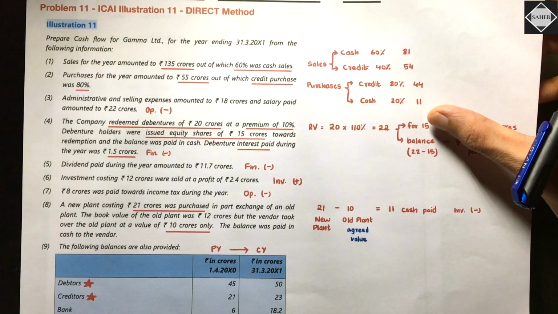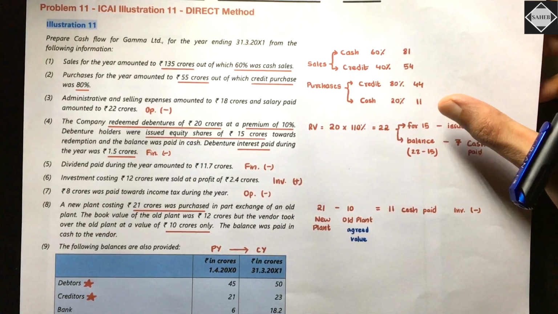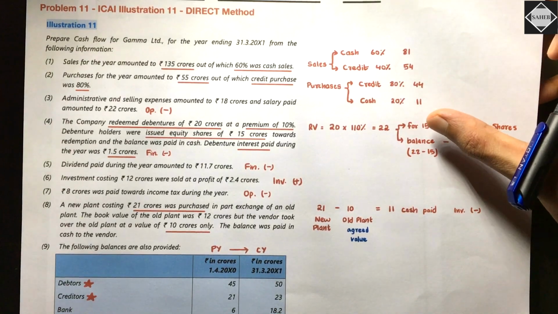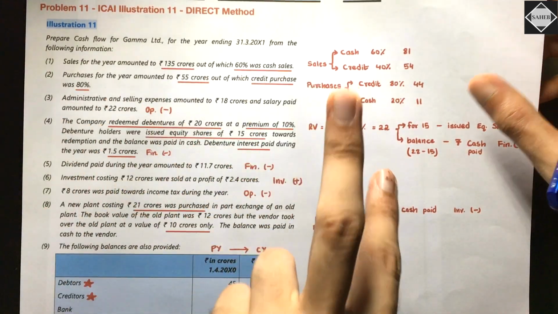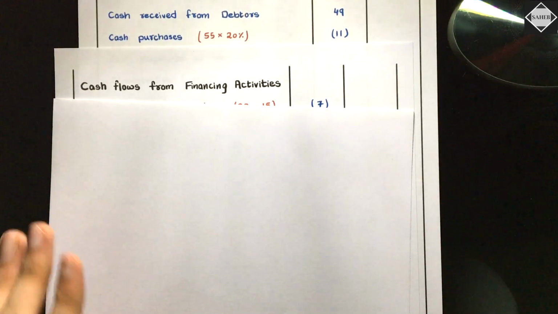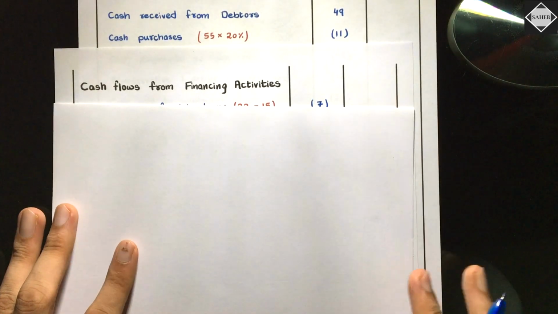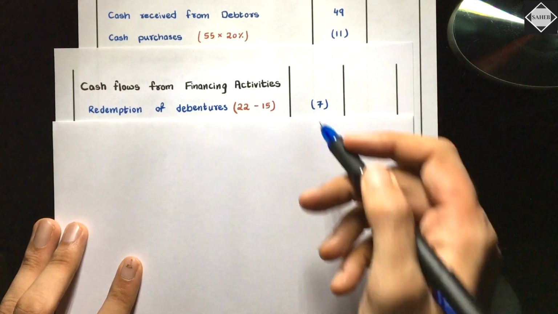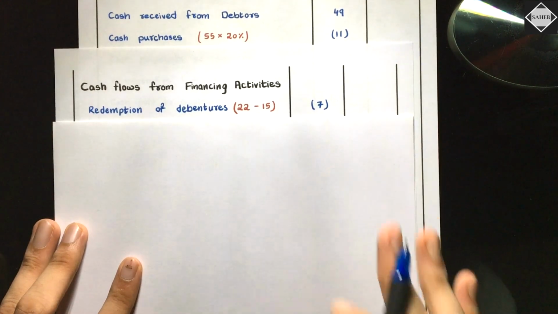That remaining 15, for that you will just make a disclosure, significant non-cash item. It's a non-cash transaction, isn't it? From debentures, you have converted them into equity shares. There is no cash involved. So for that you will just give a disclosure. It will not come inside the cash flow statement. Fine. So redemption of debentures, only 7 crores you will subtract because only this much cash you paid.